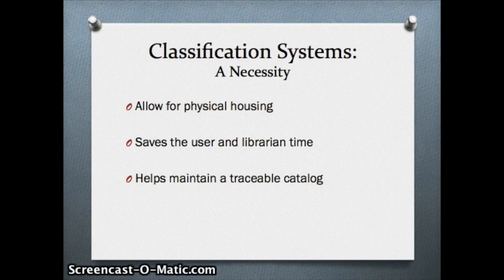Additionally, classification systems also help maintain a traceable catalog within each library. Since these classification systems can be translated into computer programs, information can be found digitally about where an item is, or at least should be, located. And, as we're about to see, the reasons why classification systems are a necessity at every library continue.